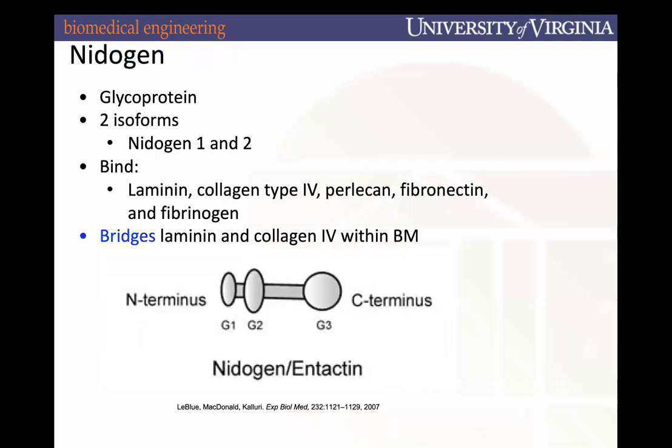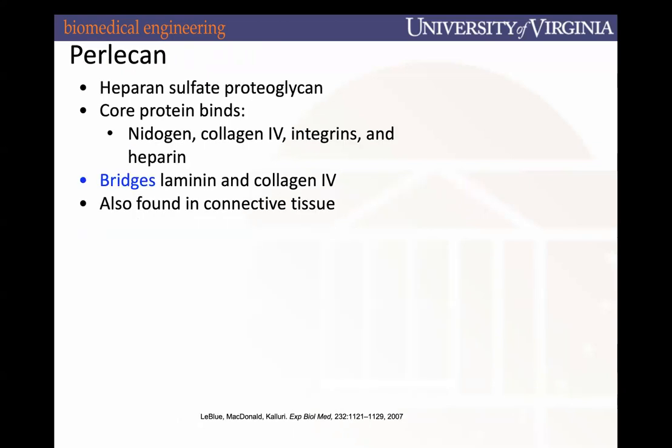Nidogen is a glycoprotein that has 2 isoforms, nidogen 1 and 2. And again, as I said before, one of its key functions is bridging the sheet of collagen type 4 and laminin, bridging and cross-linking those 2 sheets together. Perlecan has the GAG heparan sulfate, and it's a proteoglycan that, again, as with nidogen, tries to bridge the two sheets of collagen type 4 and laminin together, but it can also be found within our connective tissue.